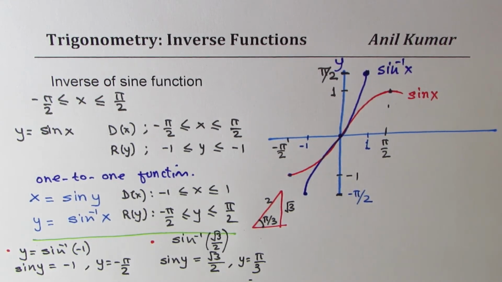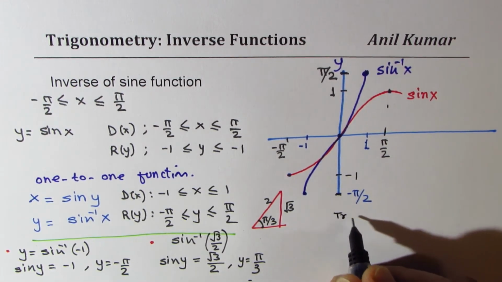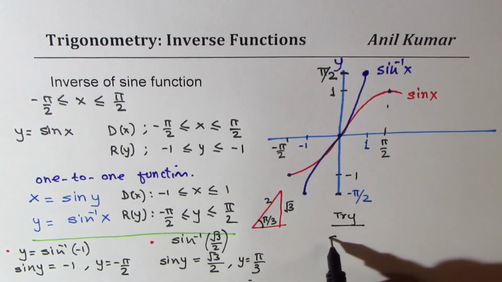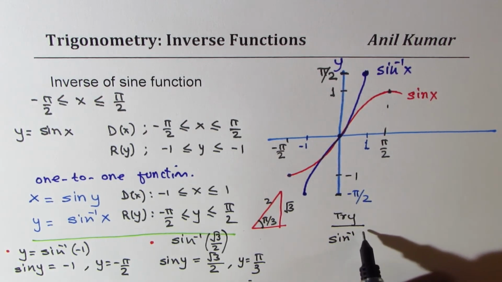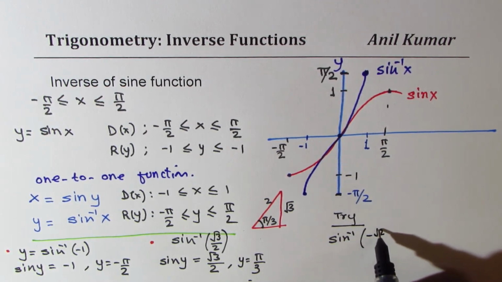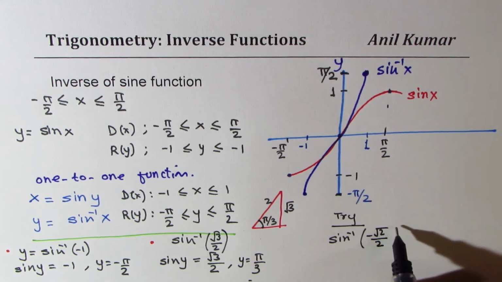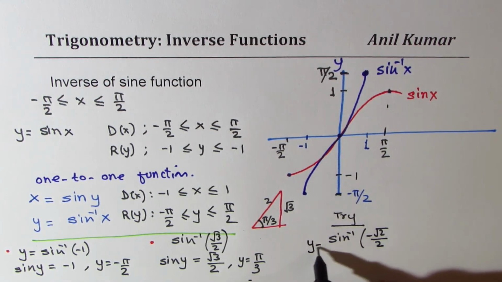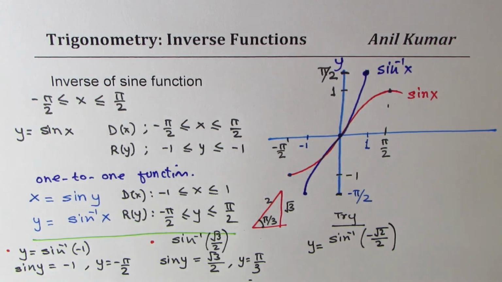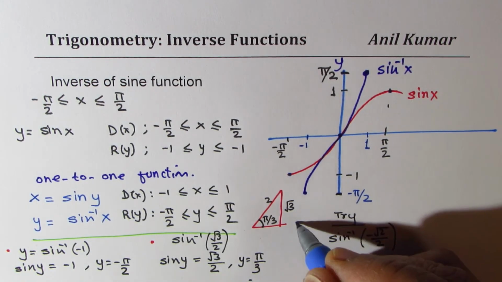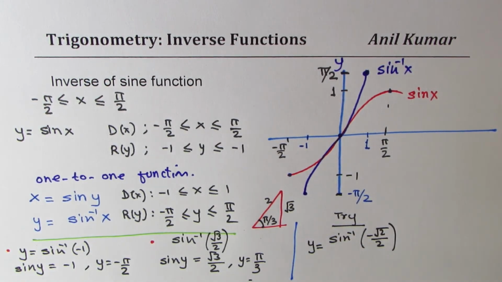I hope it makes sense. We'll take up more examples as we move forward, but you can try these. Let's say sine inverse of minus square root 2 over 2. Find y. You could try this as an example. But I hope the concept is clear. To find the inverse of a sine function, we have to restrict the domain to minus pi by 2 to pi by 2. Okay, let's continue.